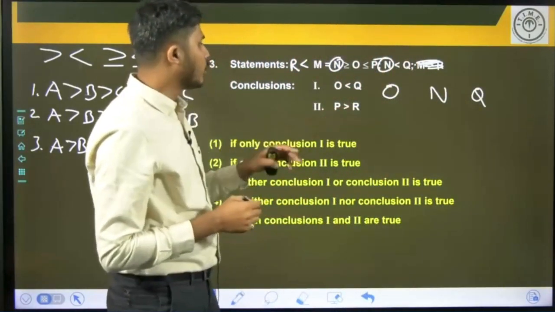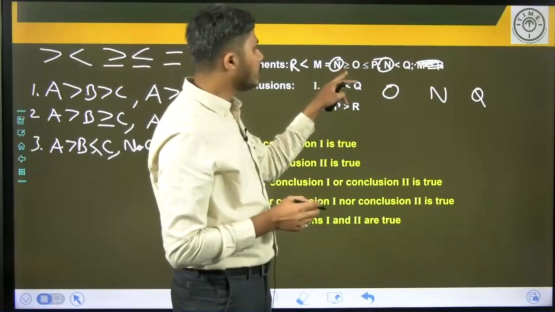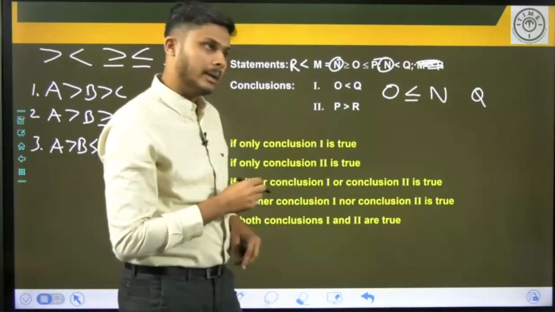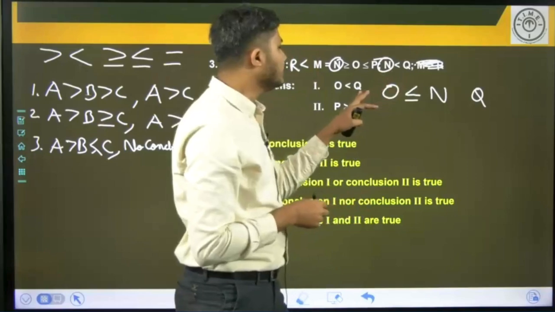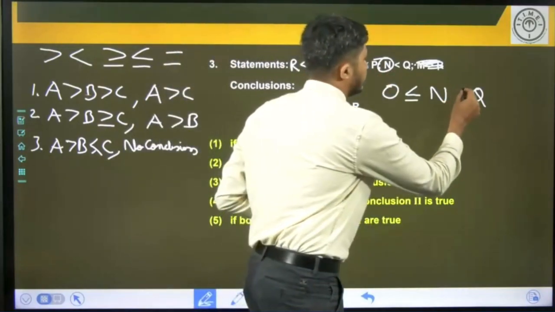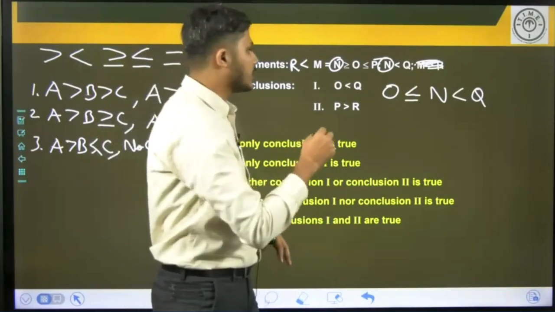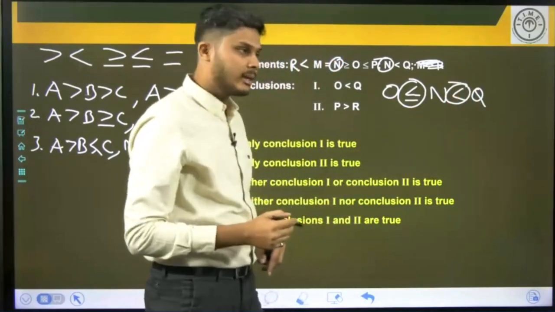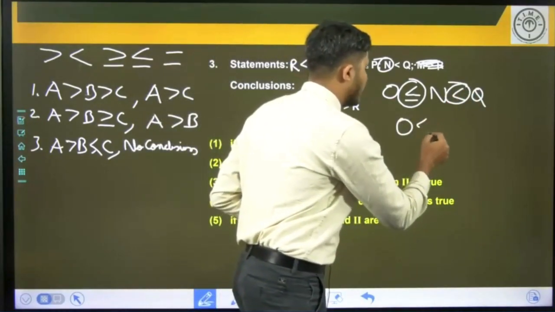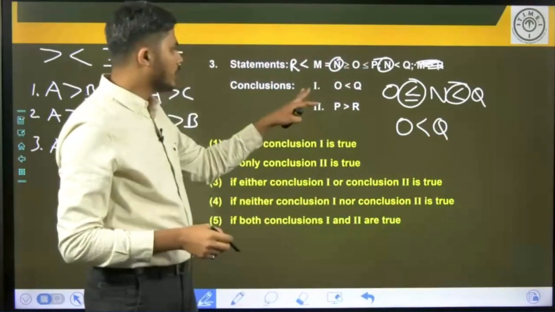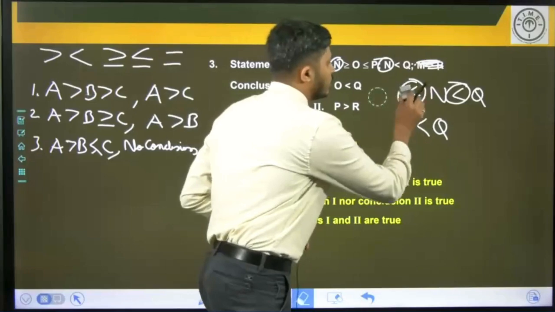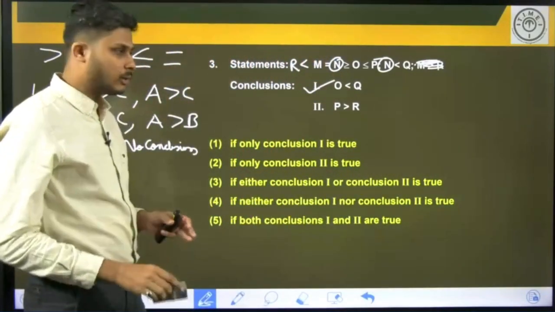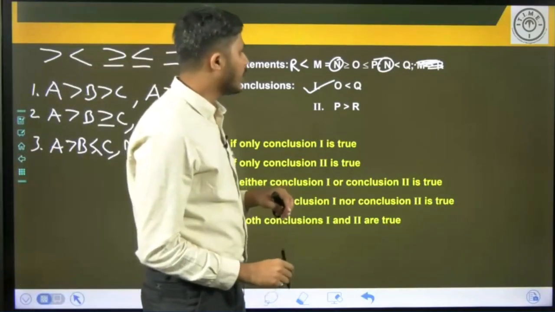So let's find out the relation between O and N. Here N is greater than or equal to O, which is the same as O less than or equal to N, and the relation between N and Q is N is less than Q. As seen in the second shortcut, since the pair is less than or equal to and less than, the end result will be O is less than Q, which is true in this case. So conclusion 1 is true.